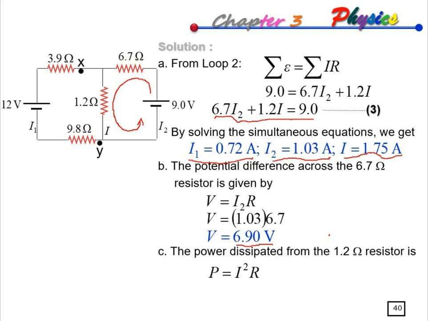Okay, C, the power dissipated in the 1.2 ohm resistor. We use the equation P equals I squared R. Substitute the values for the current and R. The current is 1.75, which is the total current, squared, times 1.2 for the R of 1.2 ohm. So the answer for P, the power dissipated in the 1.2 ohm resistor, is 3.68 watts.